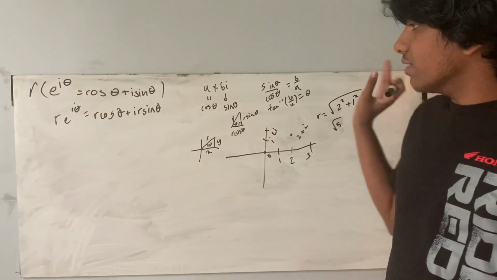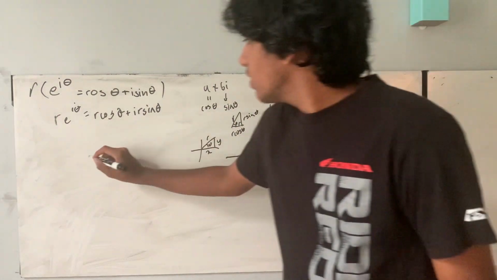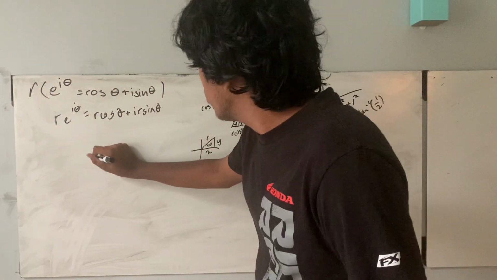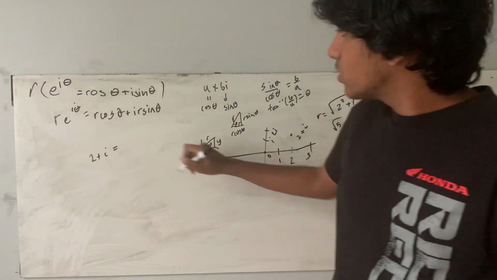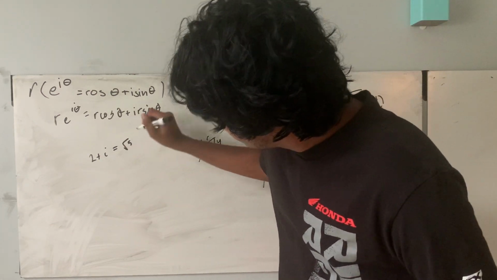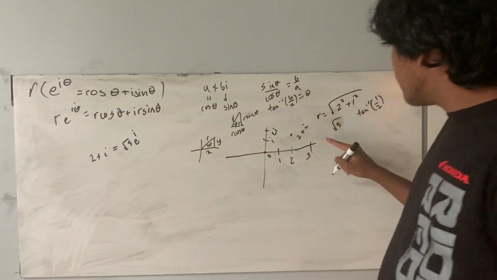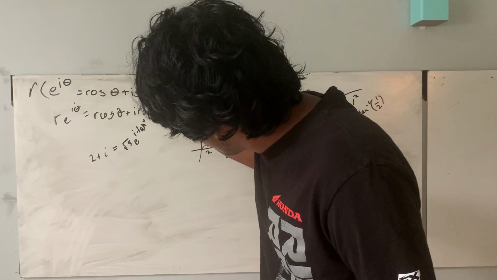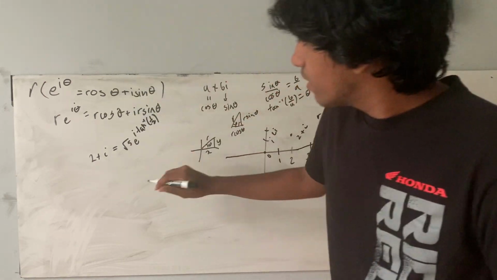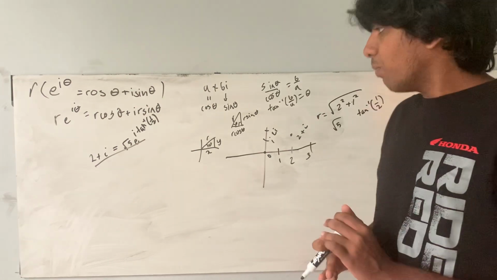Wait, no, this is the angle, right? But you get the point. Since this is the radius, we can say that 2 plus i has to equal the square root of 5 times e to the i, and your theta is the inverse tangent of 1/2. Have a look. We have another way to represent complex numbers in a polar form.